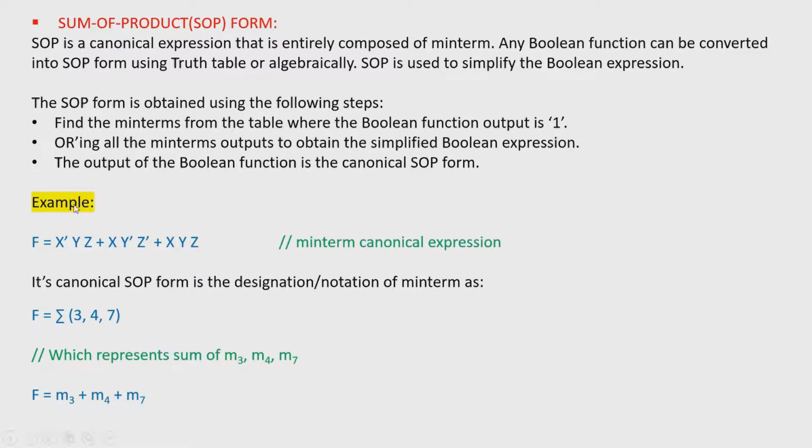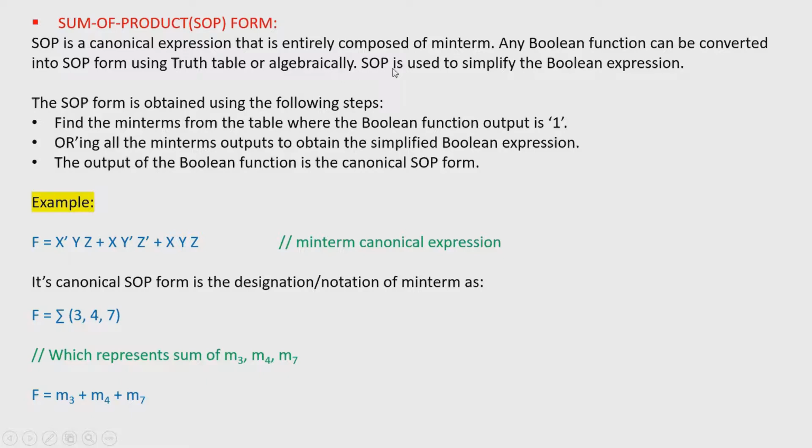Now sum of product form. So SOP, as it is in short form, is a canonical expression that is entirely composed of min terms. So min terms that are ORed. Any Boolean function can be converted into sum of product form using the truth table, or it can be solved algebraically. Right, so you can refer to the textbook. It can be solved in both ways, using the truth table, or using the algebraic expression. In that case you have to use the different laws.